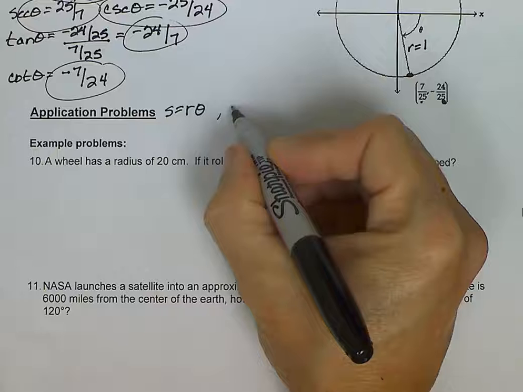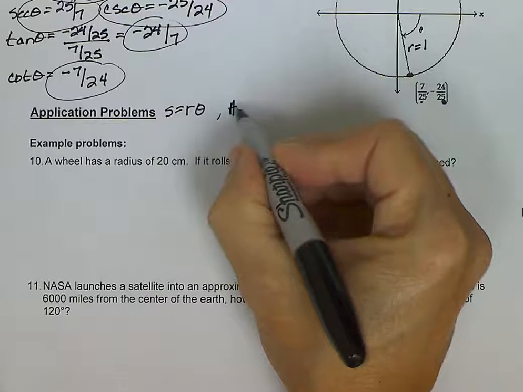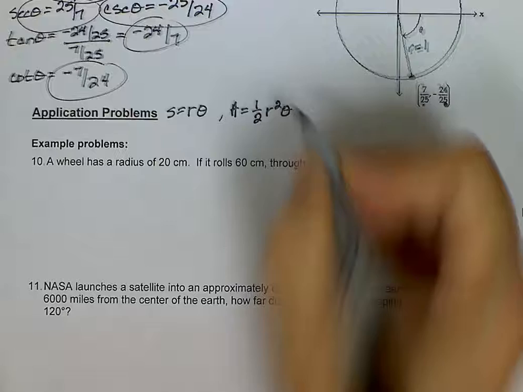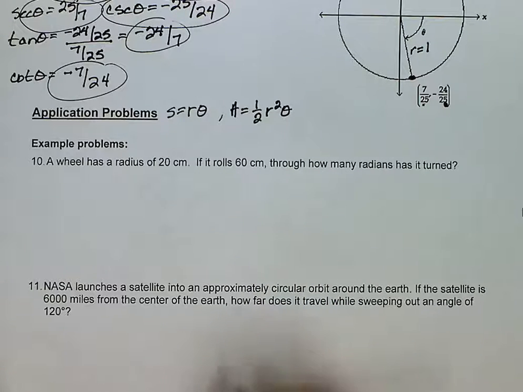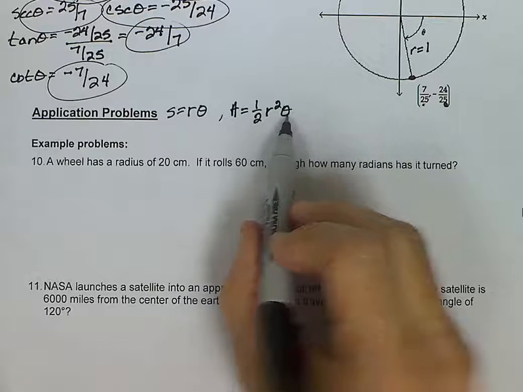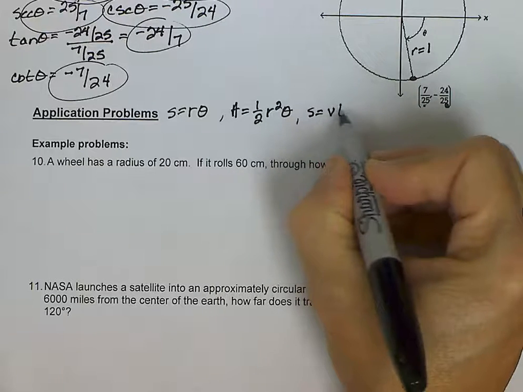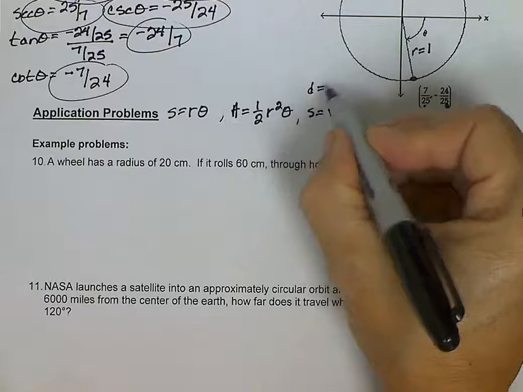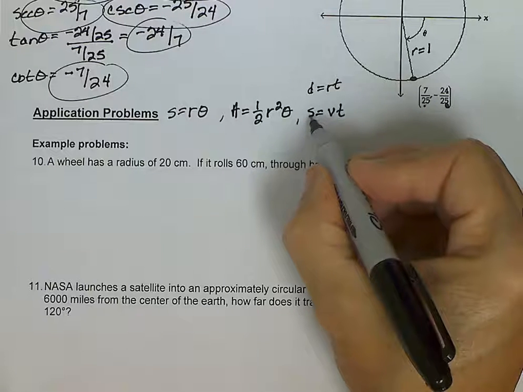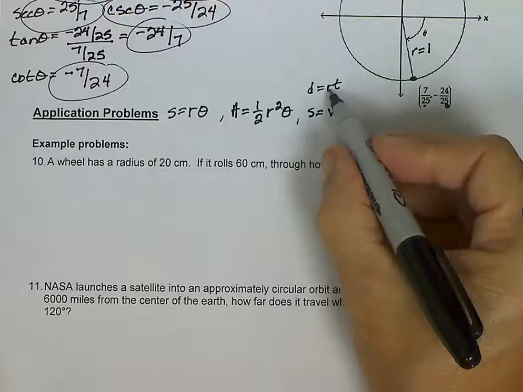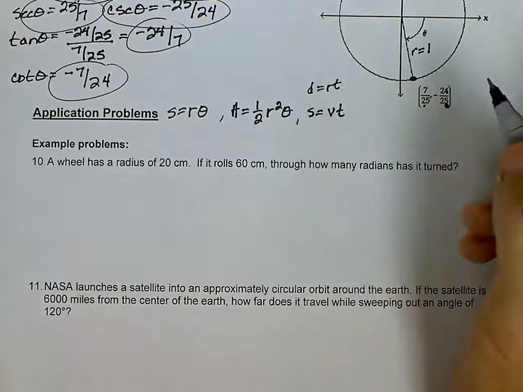Another formula that we had was for the area of a sector. That's 1/2 r squared theta. And in every one of these, the angle measure has to be in radians. S equals V times T. This is just a variation of the distance equals rate times time formula. The S is an arc length, which makes it a distance. The V is the linear speed, which makes it a rate, and time is time.